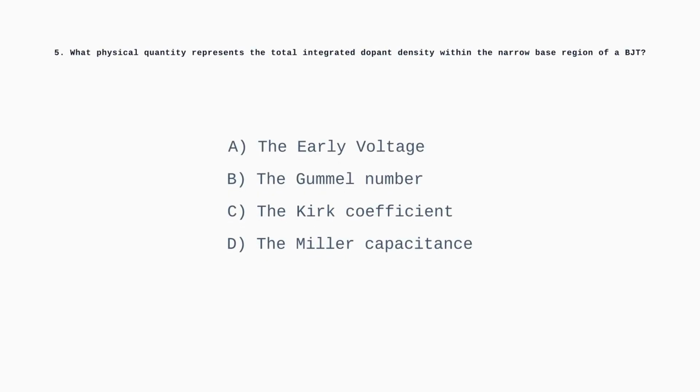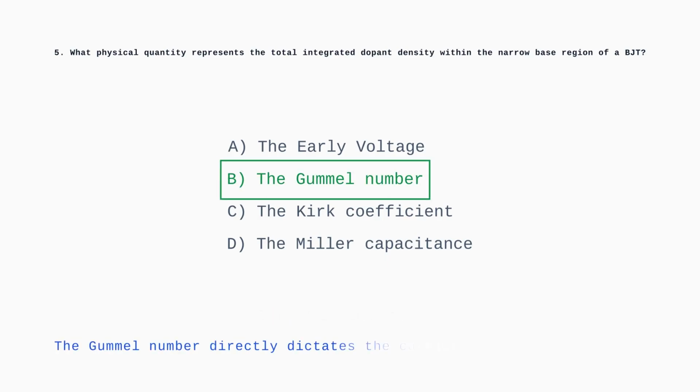Question 5. What physical quantity represents the total integrated dopant density within the narrow base region of a BJT? The Gummel number represents the total integrated dopant dose in the base. It is a critical factor determining the transistor's current gain.